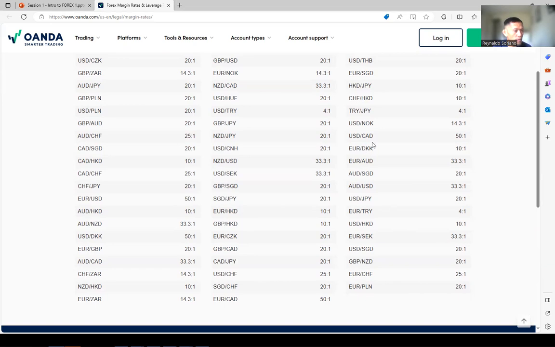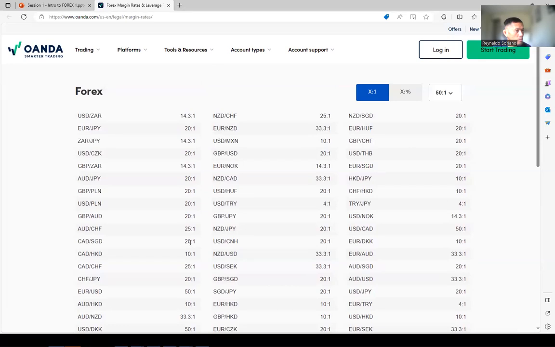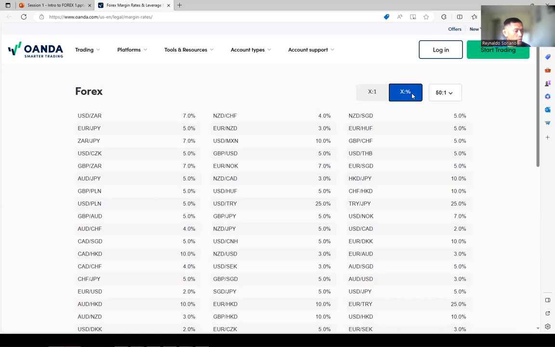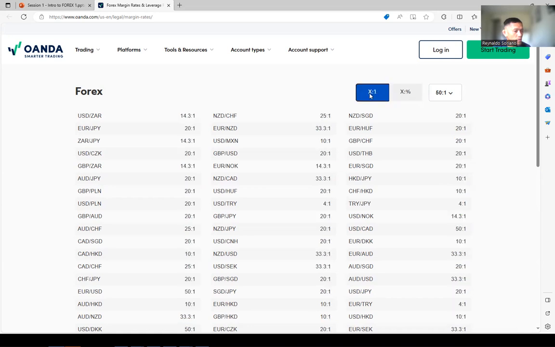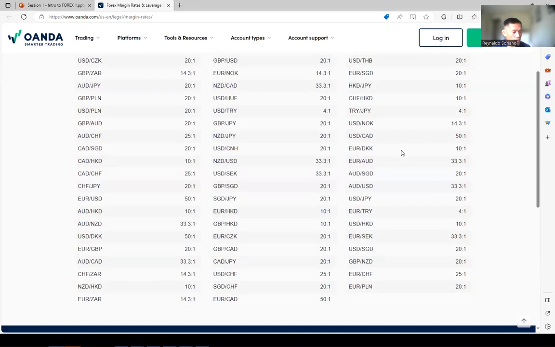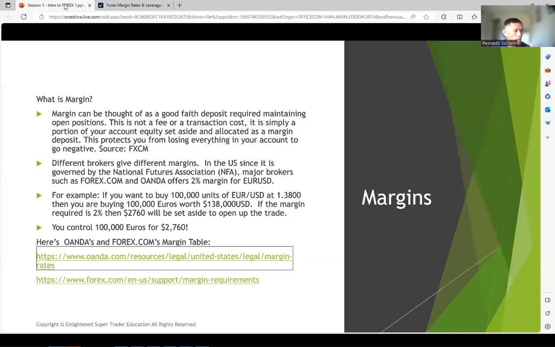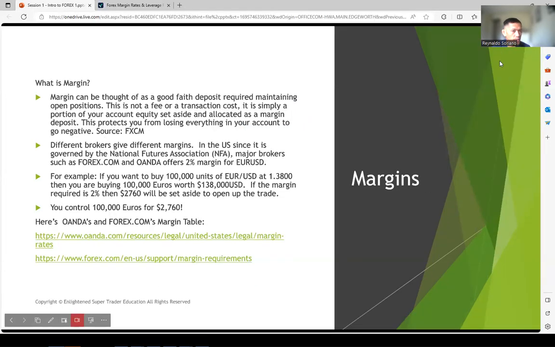Even Euro US dollar. Sorry, dollar CAD 50 to 1. Anything else? That's 50 to 1 dollar. Yeah, that's basically it. Yeah, Euro dollar is 50 to 1. So okay, you can go through all this on your own spare time. Okay. Moving forward.